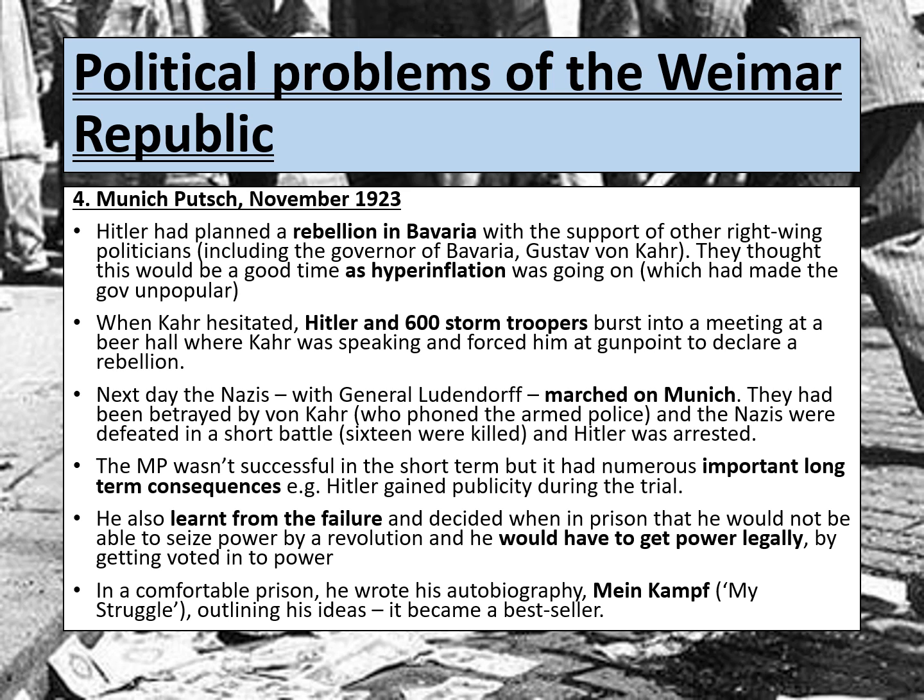So when Kahr basically decided he wasn't so sure about joining the rebellion, he started to hesitate, Hitler and 600 stormtroopers, remember they're the SA, burst into a meeting in a beer hall where von Kahr was speaking, and they forced him at gunpoint to declare a rebellion. The next day, the Nazis, supported by General Ludendorff, who was a war hero at the time, decided to march on Munich. And they had actually been betrayed by von Kahr during this rebellion because he essentially, whilst being held, had managed to phone the armed police. And this is when the Nazis, of course, were defeated because the armed police arrived with notice of rebellion occurring.